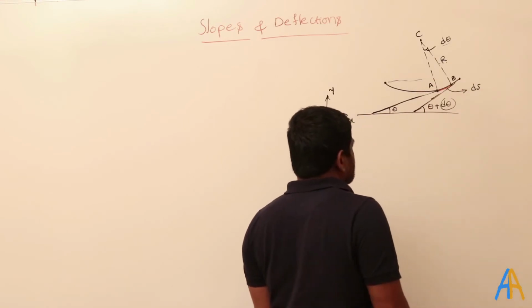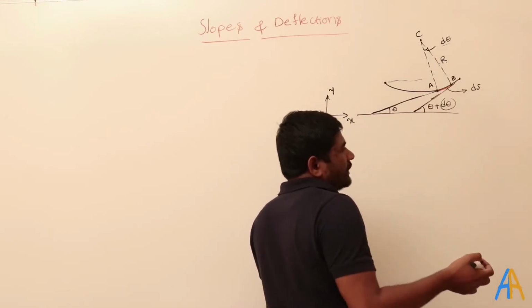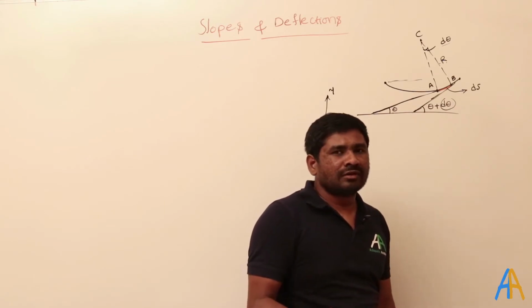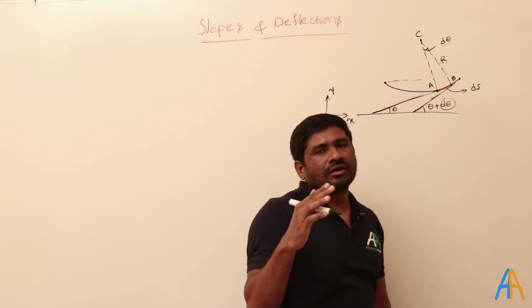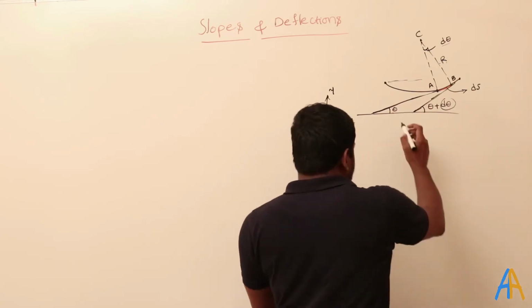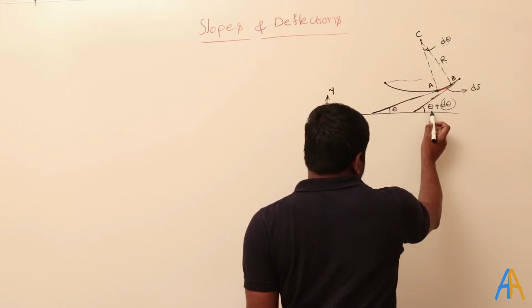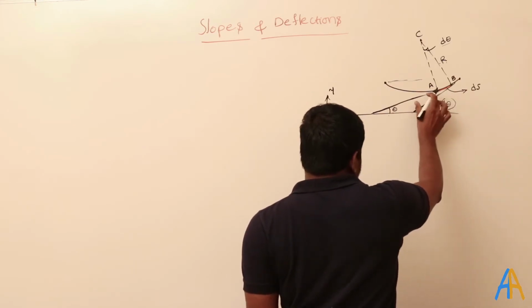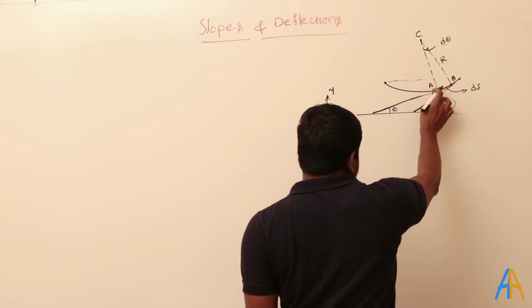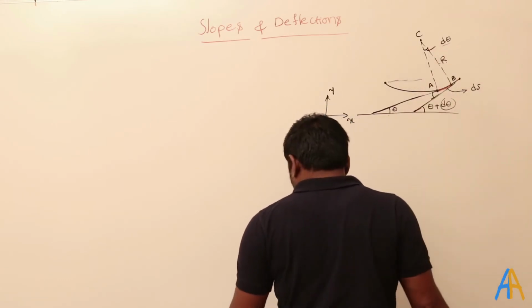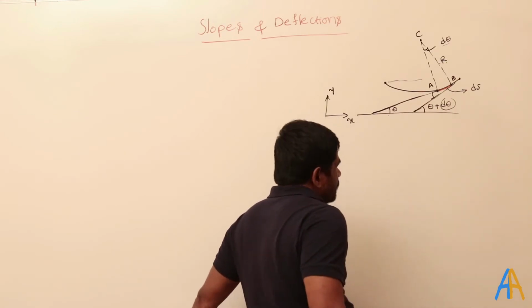Why? Because here what we learned is that the angle between any two lines is equal to the angle between any other two lines which are perpendicular to the first two lines. So here it is theta, and here theta plus d theta. What is the angle here? This is d theta. When the angle between these two tangents is d theta, then definitely here also the angle should be d theta.